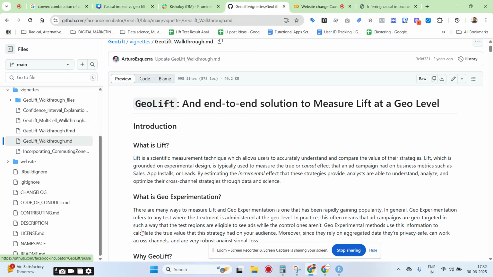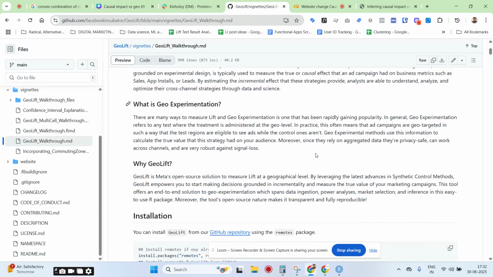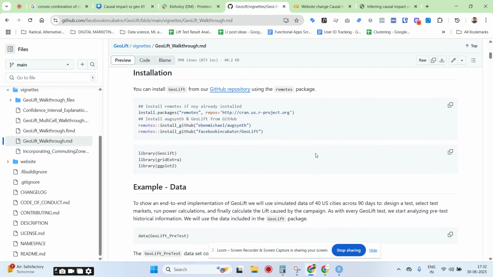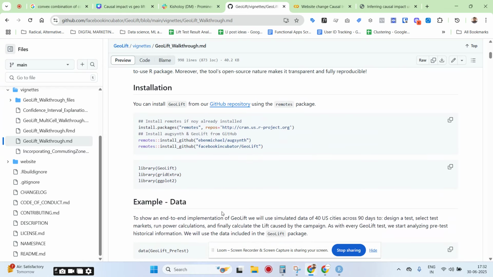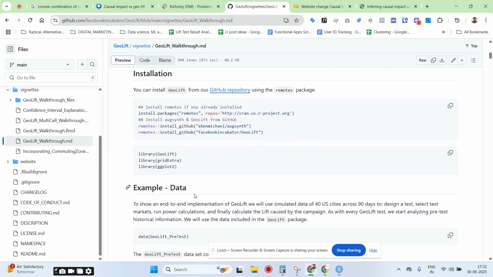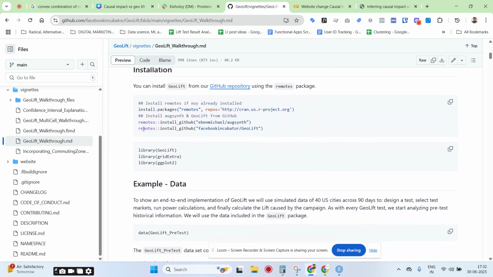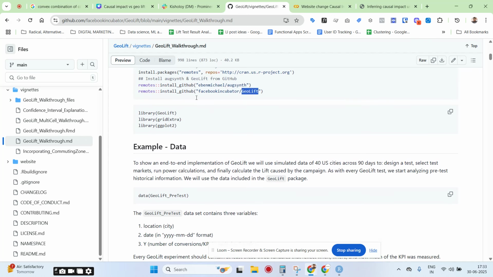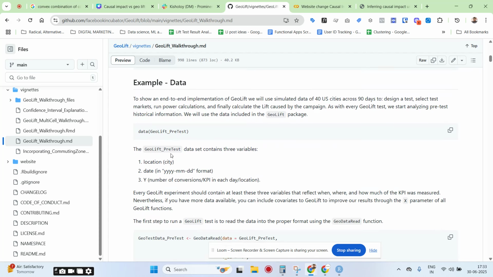So I'm just going to stick to this, and you have a lot of documentation here on GeoLift. I encourage you to go through all of that. You also have the installation first of all. You have to install in RStudio the packages like Augsynth and GeoLift, and then you can load all the libraries like ggplot, which is going to give you the visualization.